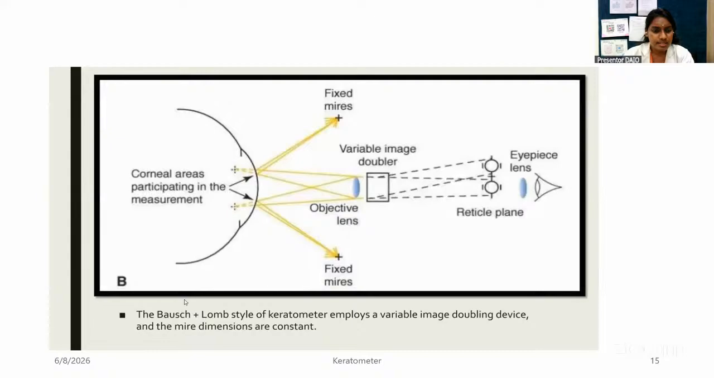So this image shows the Bausch and Lomb style of keratometer. The light from the keratometer is reflected by the cornea to form a Mires image. The keratometer measures the size of the image to determine the corneal curvature. The steeper cornea has more curve and gives a smaller reflected image, whereas the flat cornea is less curved and gives a larger reflected image.